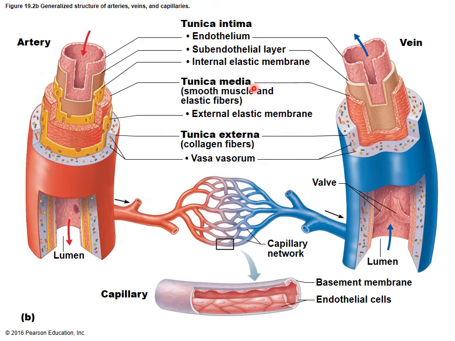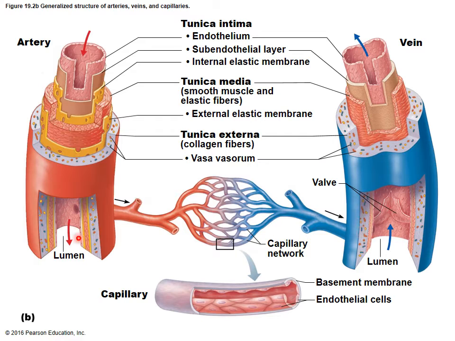The tunica media, we talked about how the muscle is always in the middle. That's smooth muscle and elastic fibers. Tunica externa is strong. It has lots of collagen fibers. And here on both of these vessels, this artery on the left, the vein on the right, you have vasa vasorum, and that is vessels of the vessel. So this wall of this vessel is so thick that it needs its own small blood supply, arteries bringing blood in, veins taking that blood away.